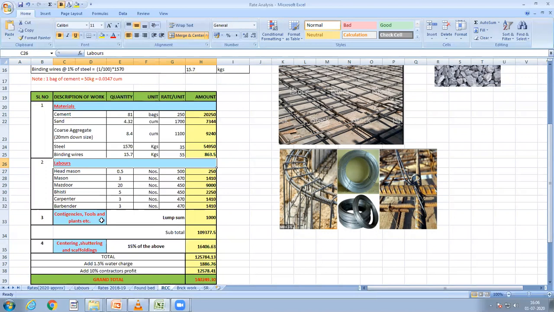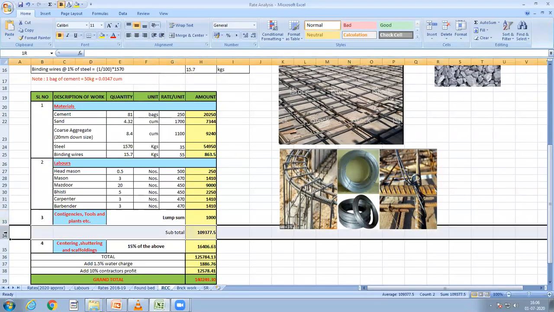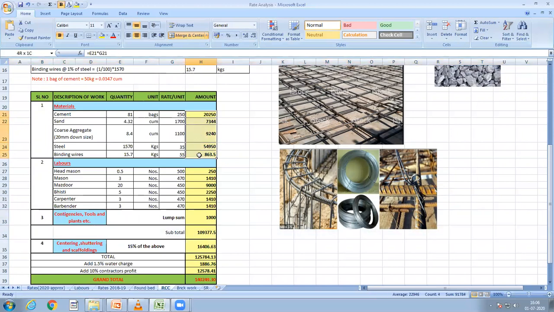Here for the contingencies, tools and plants, you have to put a lump sum of 1000 rupees since it is a heavy work. Shields are there, and scaffolding, shuttering, so many will be there. So the lump sum should be more. So it is 1000. So add this subtotal. This is the subtotal. That means this is the sum up to the lump sum.